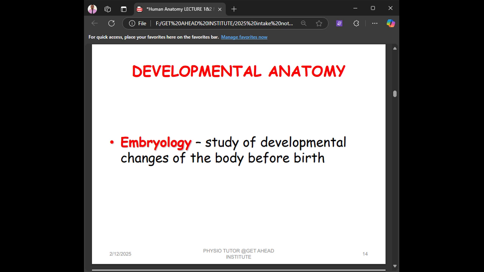Then we have developmental anatomy. This developmental anatomy is also what we call embryology. Embryology has to do with the study of developmental changes of the body. That is basically embryology.